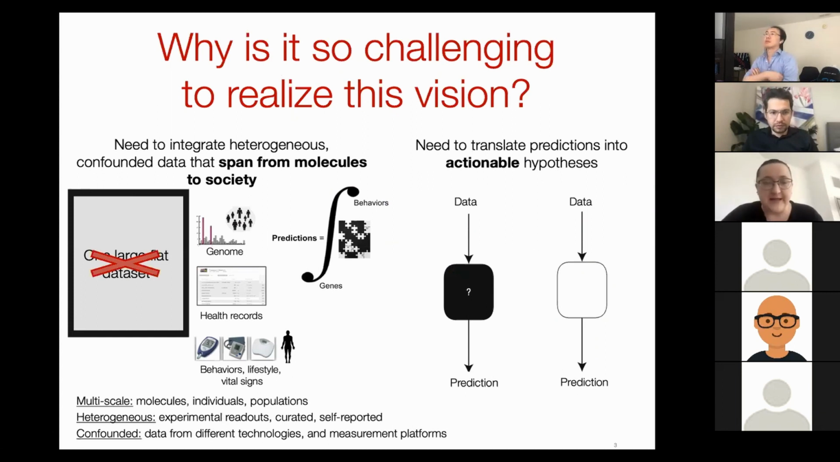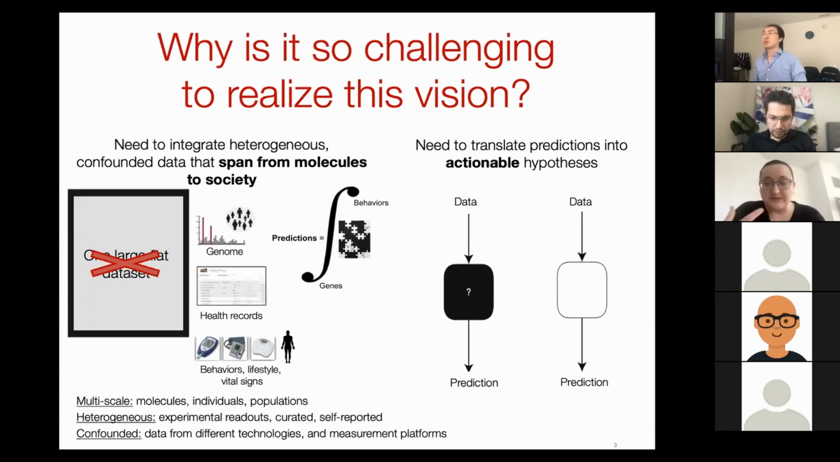So first is that for most biomedical problems, it really is not the case that there is a single data set that can explain the entire complexity of the phenomenon that we are studying. So we need to integrate heterogeneous, confounded data that span from molecules all the way to societal-level data. And such representations nowadays don't fit naturally into one large flat table or data set, which is the predominant view of how machine learning thinks about data sets.